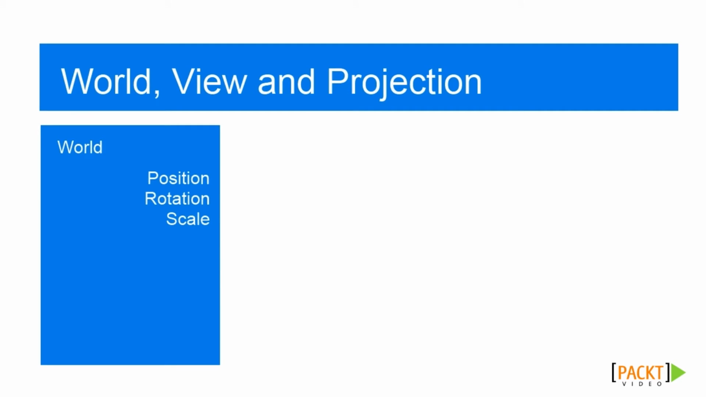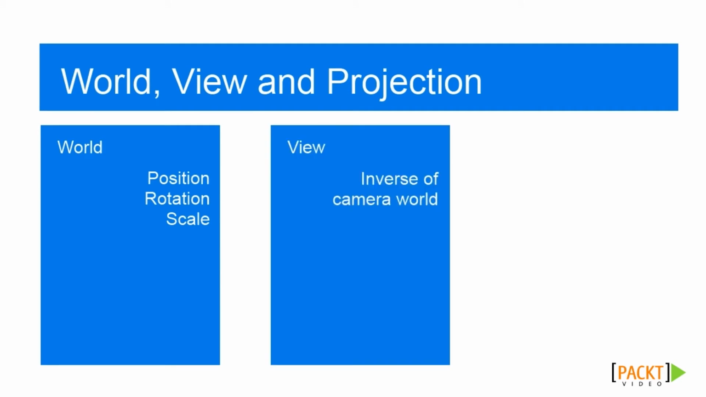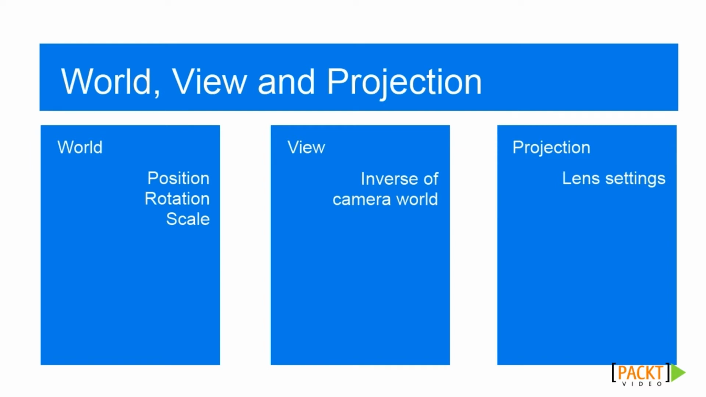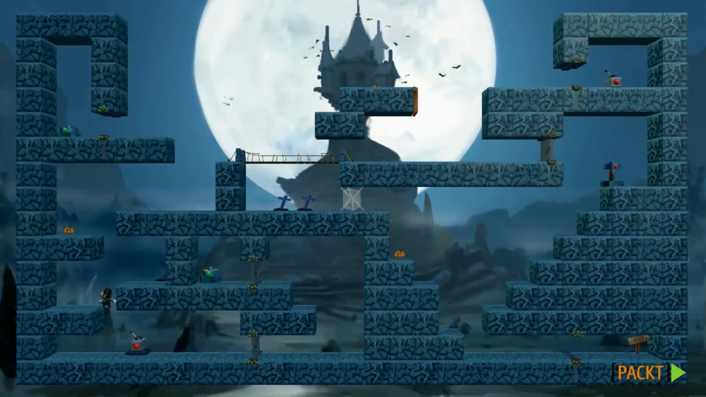The world matrix contains the position, the rotation, and the scale of an object. The view matrix contains the inverse of the camera's world matrix. This is because we will use the view matrix to transform our vertices so they are seen from the camera. The projection matrix contains the lens settings of our camera. If we want to position an object in a 3D world, we multiply it with the world matrix. Then it's positioned in 3D space. If we then multiply it with the view projection matrix, it will appear as if the object is seen through the camera. Let's take a look at an example.